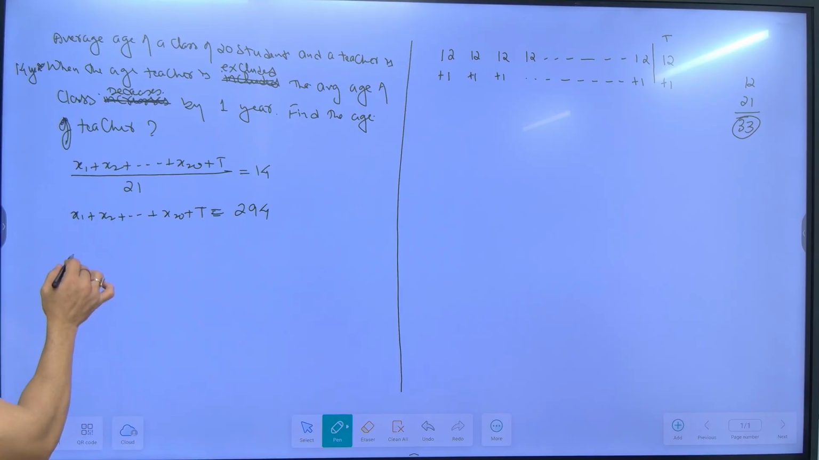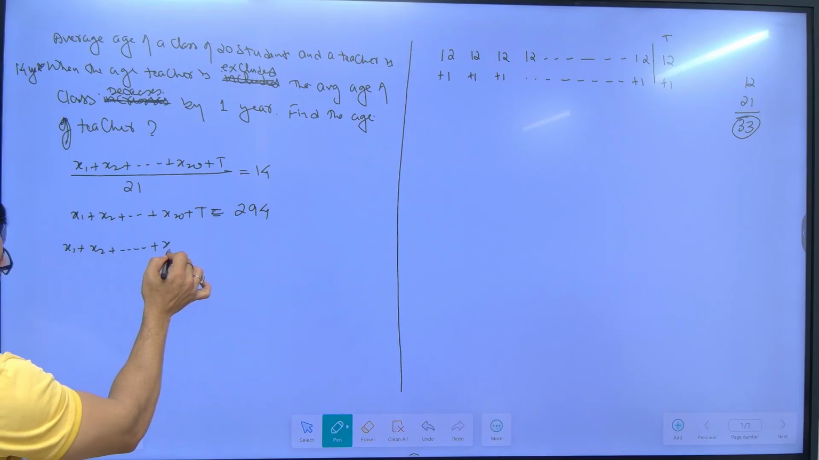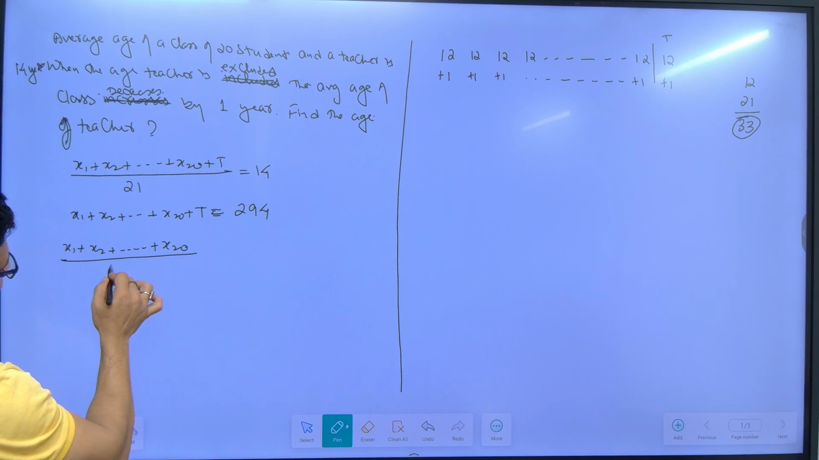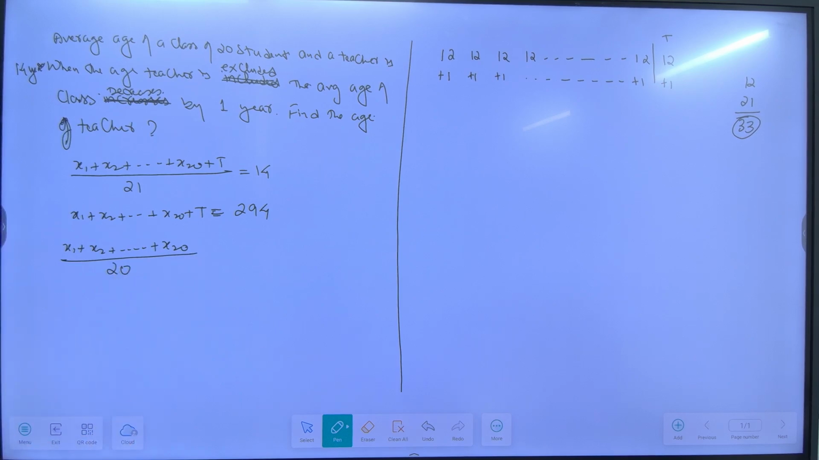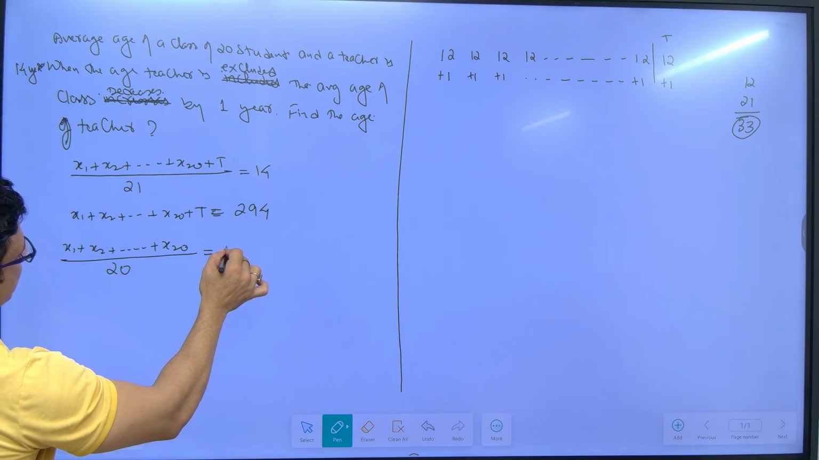Next, what is happening? The age of the teacher is excluded. What is happening to the average age? It decreases by 1 year. Initially 14, now it will become 13.